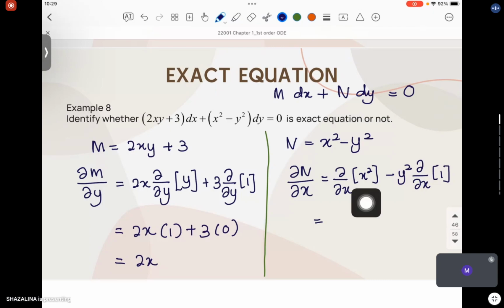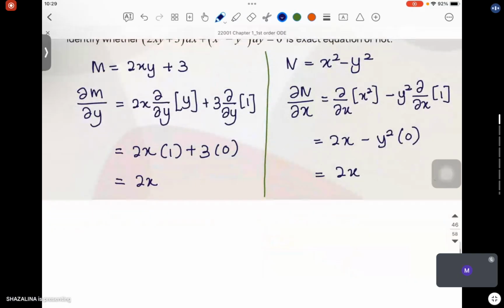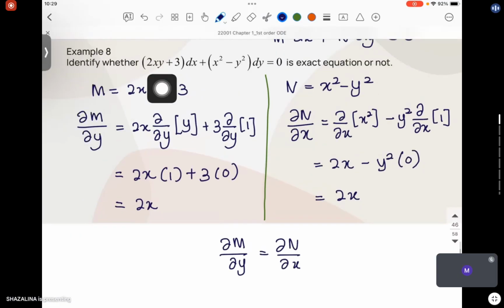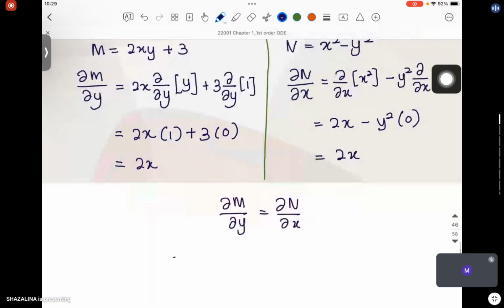Answer for differentiating x squared is 2x, minus the derivative of y squared. Differentiating a constant is 0. So simplify, 2x. So we have proved that del M del y equals del N del x. So the question asked earlier, identify whether this is an exact equation or not. Yes, this is an exact equation.